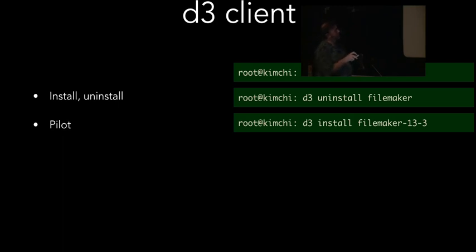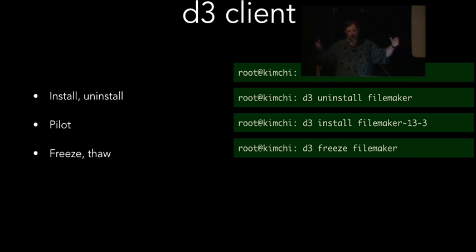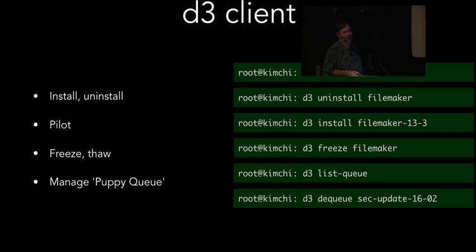Here's how you pilot something. If you just say install FileMaker, uninstall FileMaker, it'll install the currently live version. But if you say some specific version that's newer than the live one, that'll automatically mean it's in pilot. And then it'll stay in pilot until you release it or a newer one, and then it'll get the new one unless you freeze it. So if you want to keep something in a test group for a lot longer than the live one, you can do that pretty easily. And here's how you freeze something. Hey, D3 freeze FileMaker. Whatever version of FileMaker is currently installed is now frozen. It will not update no matter what happens.